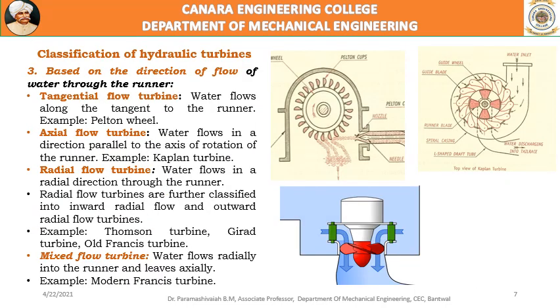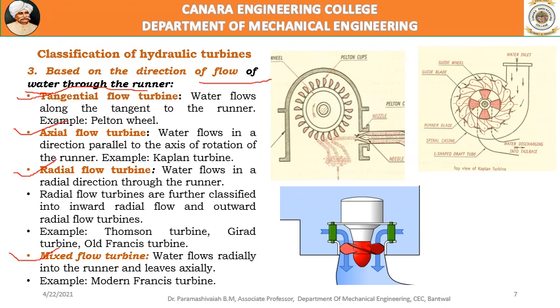Okay, the third way of classification of the hydraulic turbines is based on the direction of flow of the water through the turbines. So here we can categorize into four categories. Number one, tangential flow turbines. Number two, axial flow turbines. Number three, radial flow turbines. And number four, mixed flow turbines.